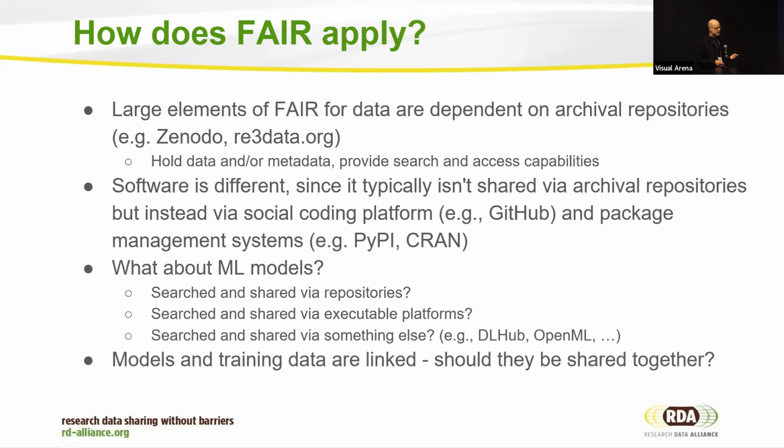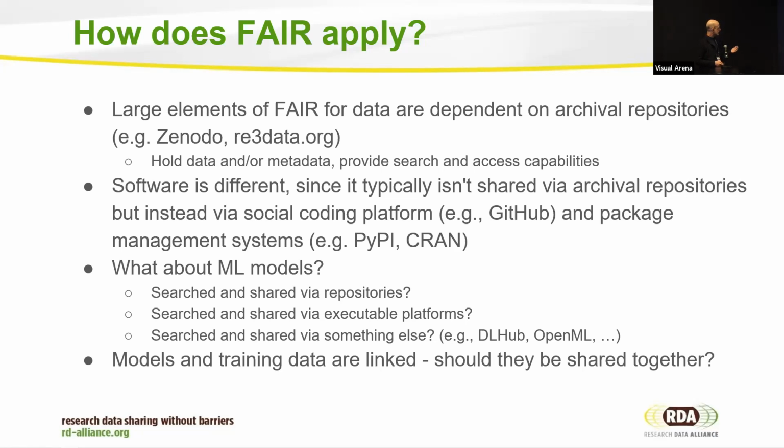Software is different because software isn't typically shared via archival repositories, but via social coding platforms like GitHub or package management systems. I will just say, and this came up yesterday or the day before as well, GitHub uses the word repository, but it's not the same as FAIR repositories. It's not an archival repository. It's a completely different meaning of the same word, which is a little bit confusing.